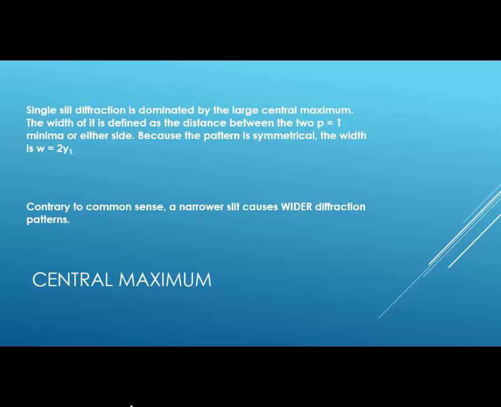And what is y? Well, y is on the previous slide, but y is p lambda L over a. But when p is 1, then y is just lambda L over a. So the width is 2 lambda L over a. If I wanted to figure out the size of that, that would be my relationship. So it goes a little bit against common sense because a narrower slit actually causes a wider diffraction pattern. You would think it would be the opposite, that a larger slit would create a larger central maxima, but that is not the case. It is the opposite.